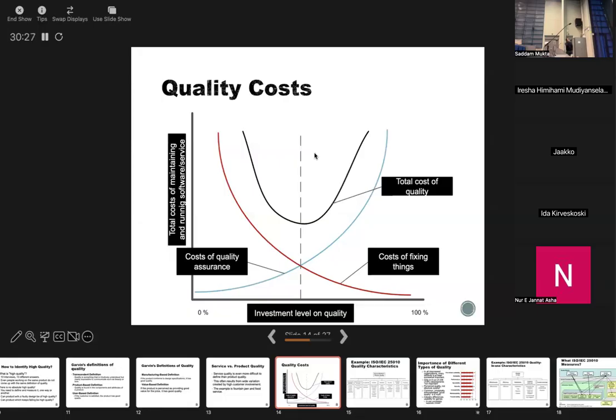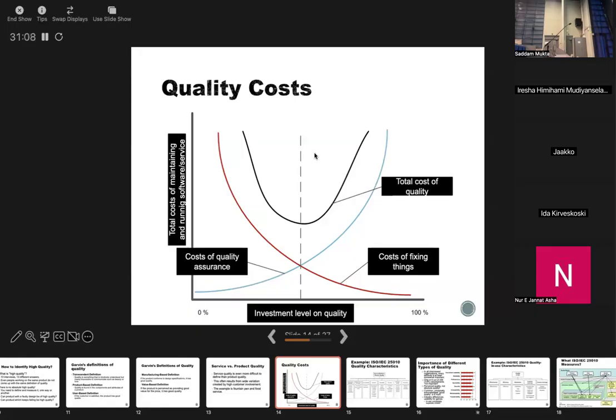On the left hand side, we can see our red curve, which is the cost of fixing things. We have some bugs, some errors. So if we have low investment on quality, that means we have a very high cost of fixing things, because we do not follow the standard practices of the quality things, and that's why it is likely we will find many errors at the maintenance time.